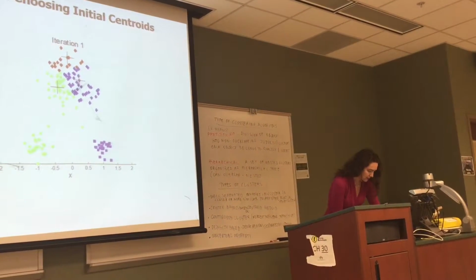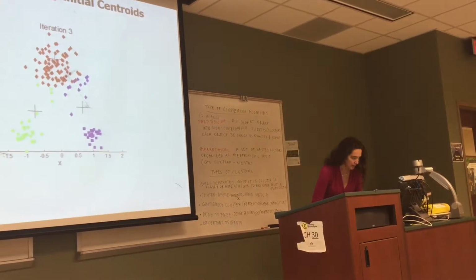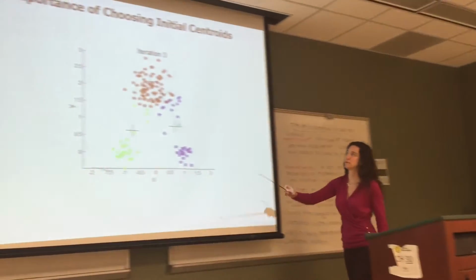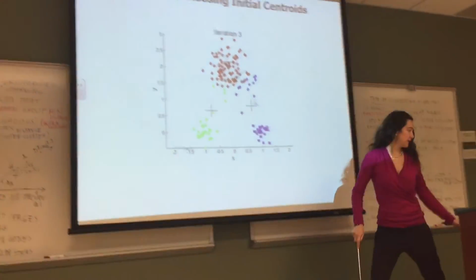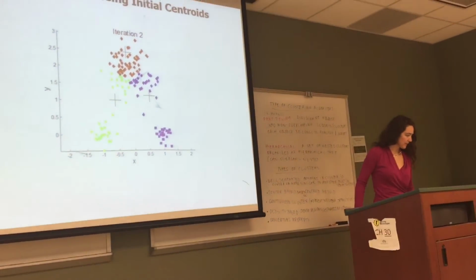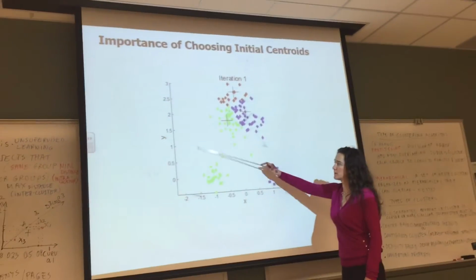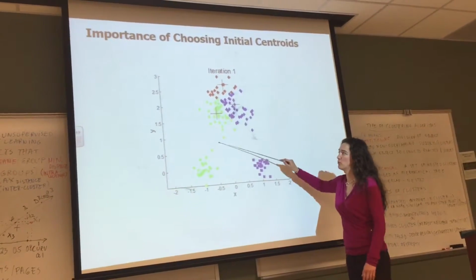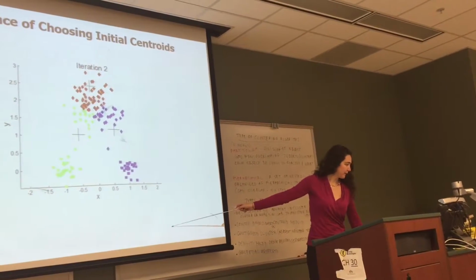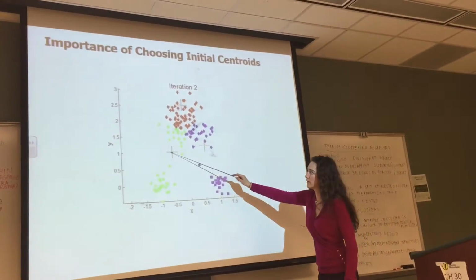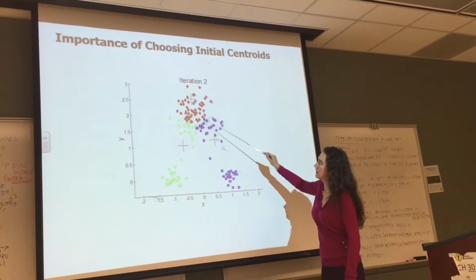So let's see. See how this moved now? It moved here. The center moved. First the center was here. Now we're going to compute the center of the green points. It's going to move somewhere here because that looks like it's in the middle for the green points. So it moved here. For the blue ones, it moved here, and the red ones.